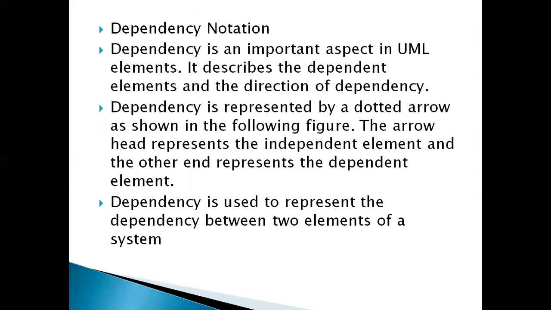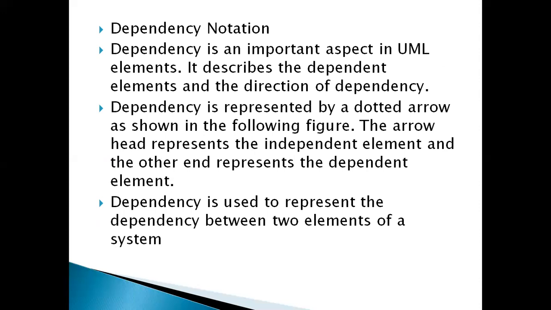What is dependency? Dependency is an important aspect of UML elements. It describes the dependent elements and the direction of dependency. Dependency is represented by a dotted arrow as shown in the figure. The arrow head represents the independent element and the other end represents the dependent element. Okay, arrow head will represent what? Independent element. The other end represents the dependent element.